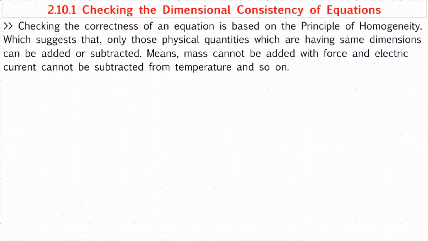This means that mass cannot be added to force, electric current cannot be subtracted from temperature, and so on. This is what you already know, that physical quantities that are the same in terms of dimension can be added or subtracted, not otherwise. We can add length with length, we can add temperature with temperature, but we cannot add length and temperature.